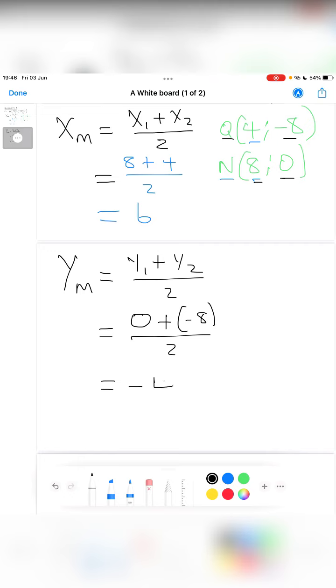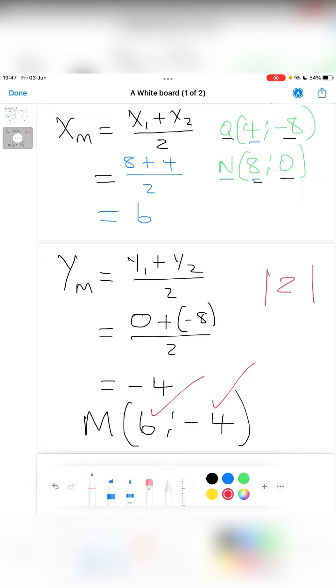So the answer there is actually negative 4. But remember, it is very important that you write your final answer in the correct format. So finally, you must say M is 6 and then negative 4. If you do this, I'm going to give you a mark for the x value of M, and a mark for the y value of M. This is exactly how you score yourself 2 marks. I hope that made sense to everyone.